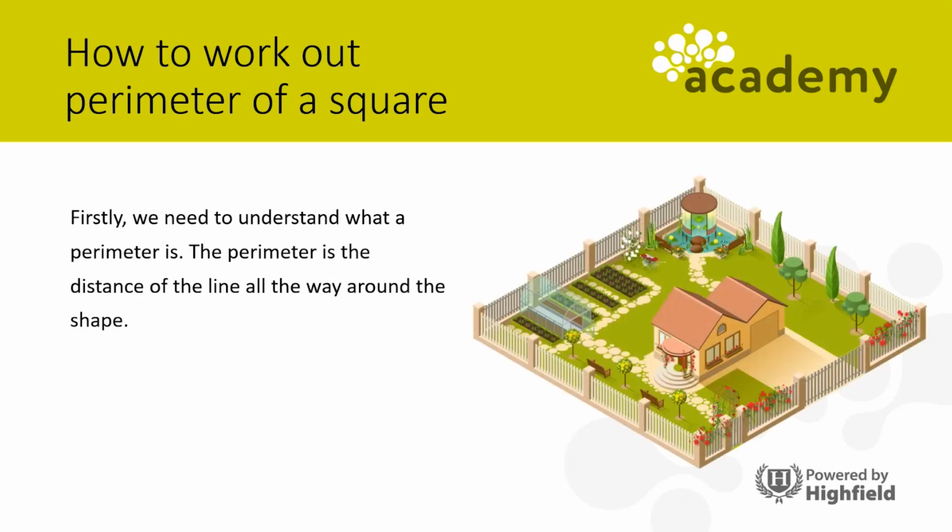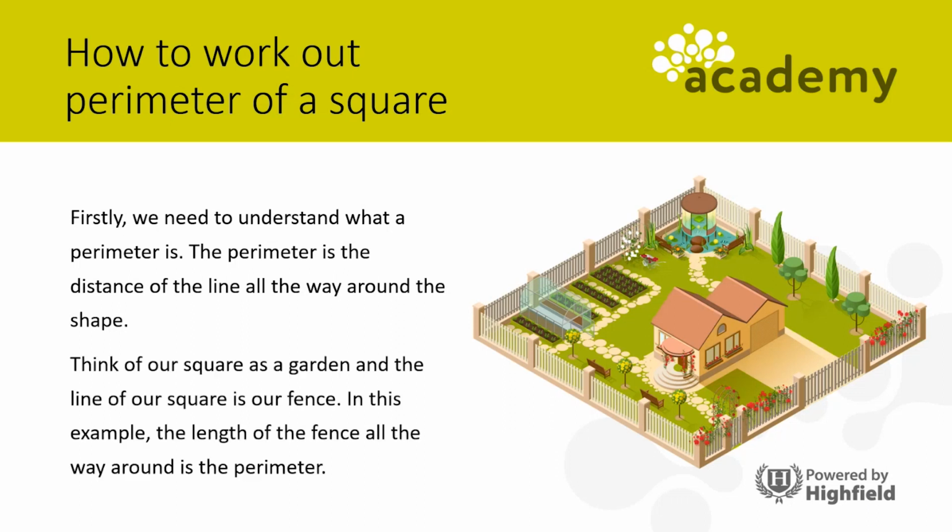So let's look at perimeter first. First, we need to understand what a perimeter is. The perimeter is the distance of the line all the way around the shape. Think of a square as a garden and the line of the square as a fence. In this example, the length of the fence all the way around is the perimeter.